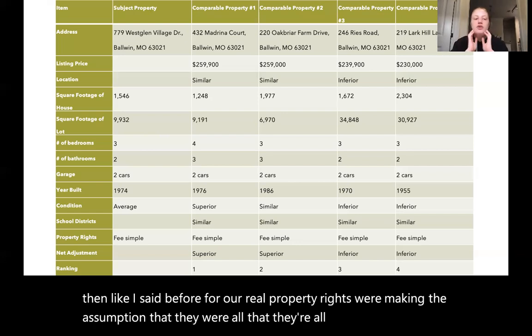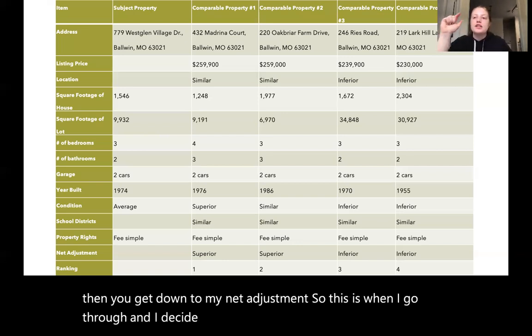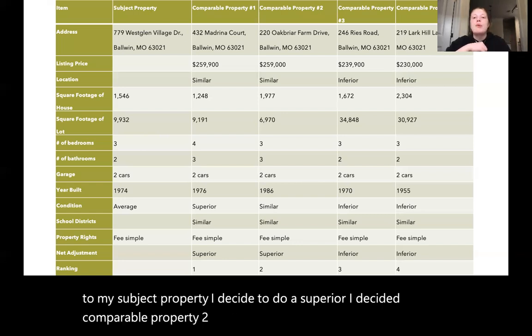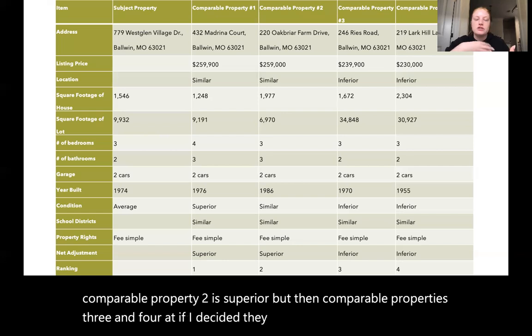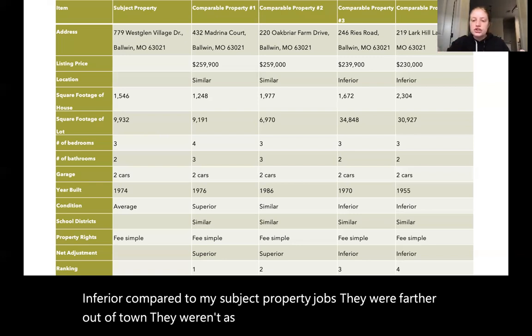And so then you get down to my net adjustment. This is when I go through and I decide, is comparable property number one superior or inferior to my subject property? I decided it was superior. I decided comparable property number two was superior, but then comparable properties three and four, I decided they were inferior compared to my subject property just because they were farther out of town, they weren't as nice, they're older.